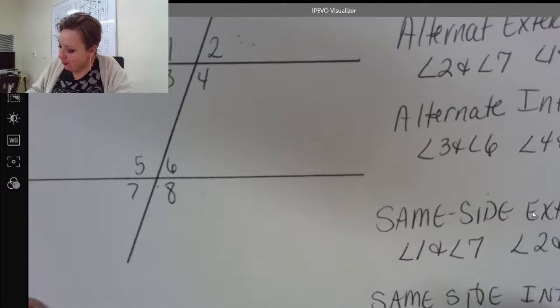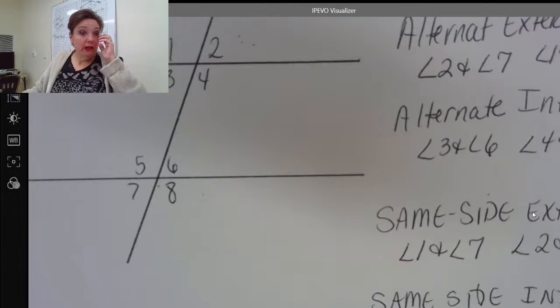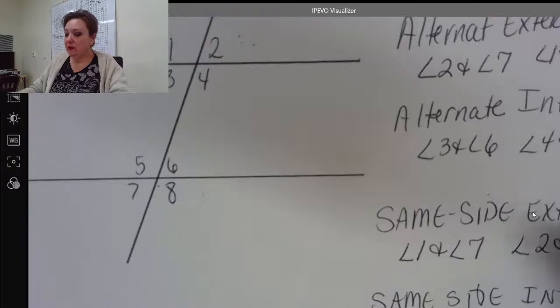So, what'd y'all say they were? 3 and 5 and 4 and 6. Okay, so those are all of our angle pairs. Now let's look at what we know about them. Okay? Well, let's back up a second.